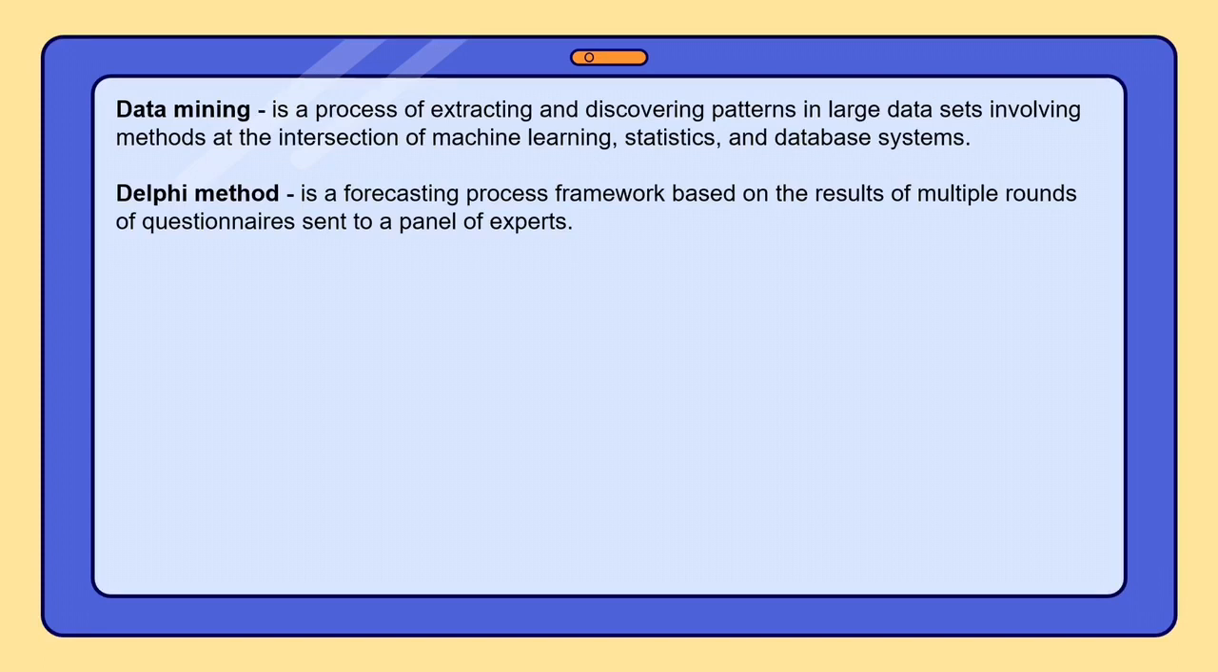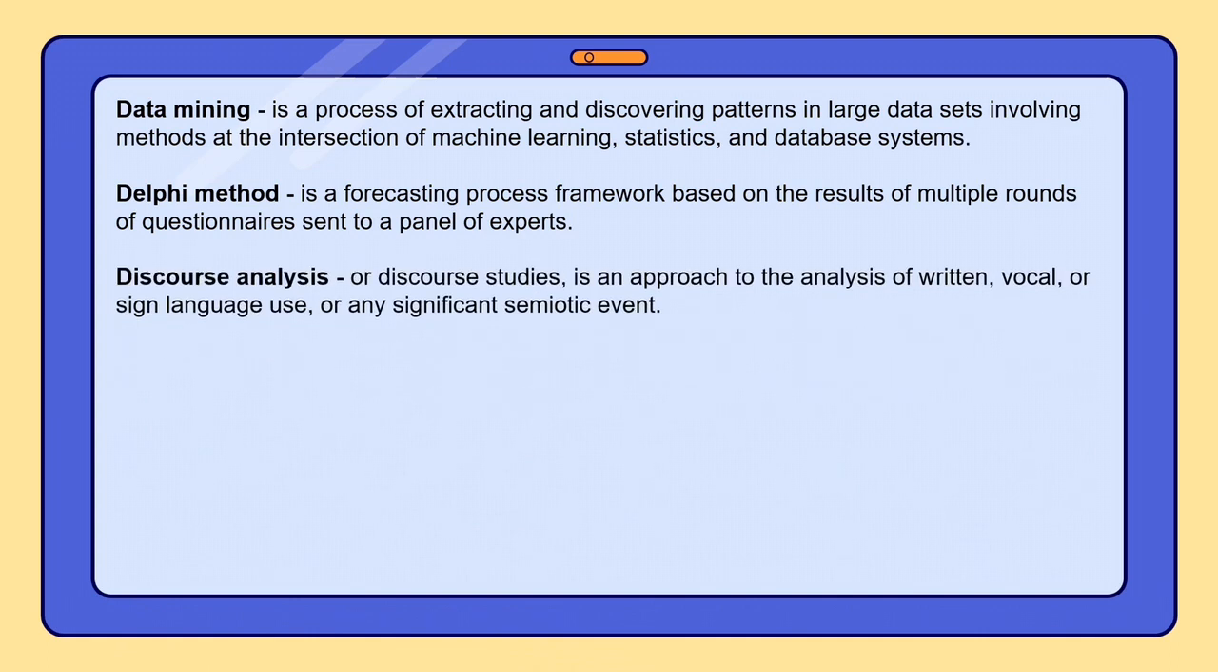Next is Delphi method. Delphi method is a forecasting process framework based on the results of multiple rounds of questionnaires sent to a panel of experts. So these techniques can also be adapted for use in face-to-face meetings and is then called mini-Delphi or estimate-talk-estimate. Next is discourse analysis or discourse studies. It's an approach to the analysis of written, vocal, or sign language use or any significant semiotic event. So, ang objectives of discourse analysis are variously defined in terms of coherent sequences of sentences, propositions, speech, or turns at talk.